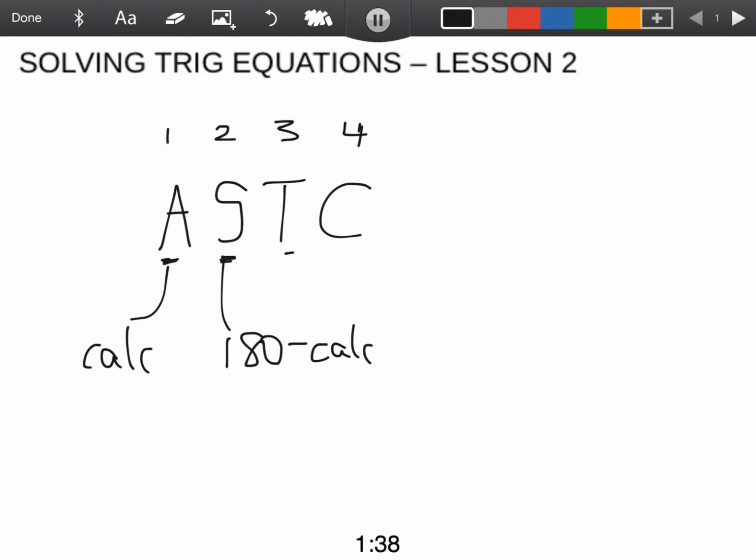In the third quadrant, the letter T is there. T stands for tan. In the third quadrant, it's only tan that's positive. That's the only positive one in the third quadrant. If tan's the only positive one, therefore sin and cos are negative. To get a third quadrant answer, you do 180 plus the calculator answer.